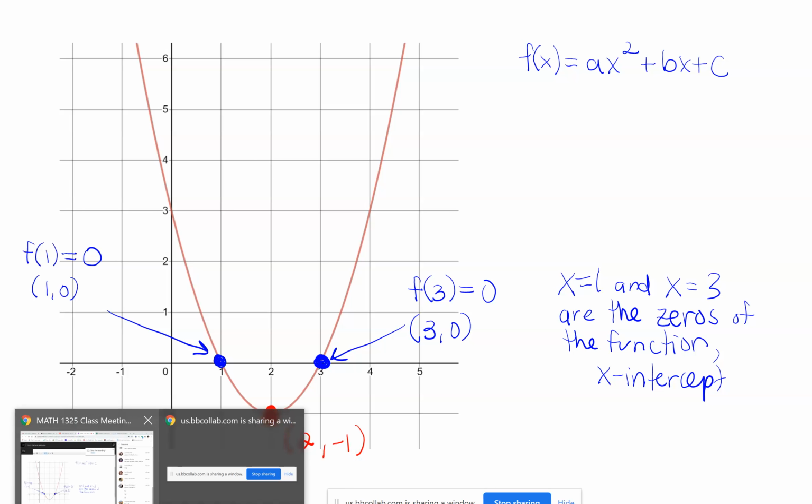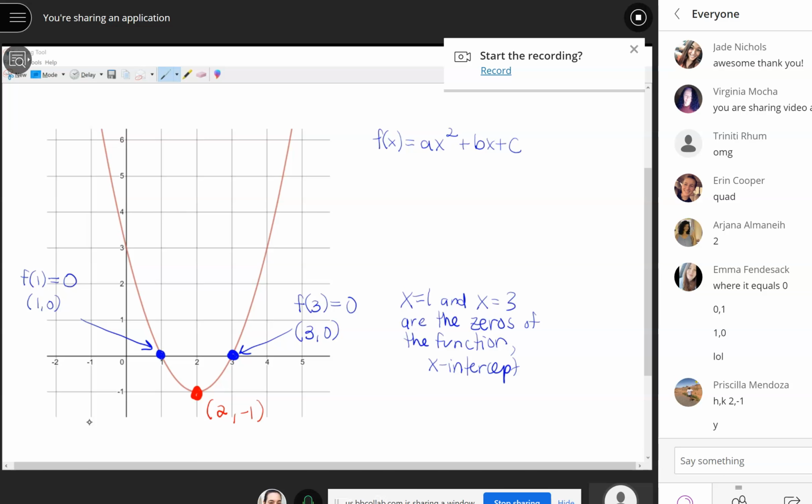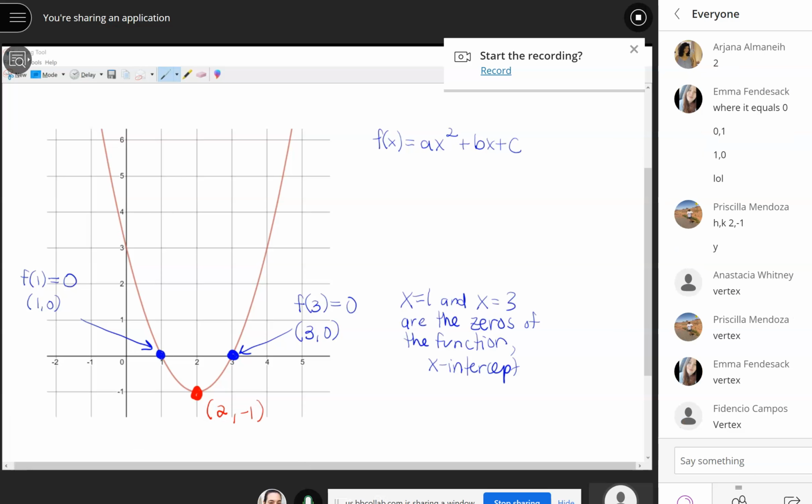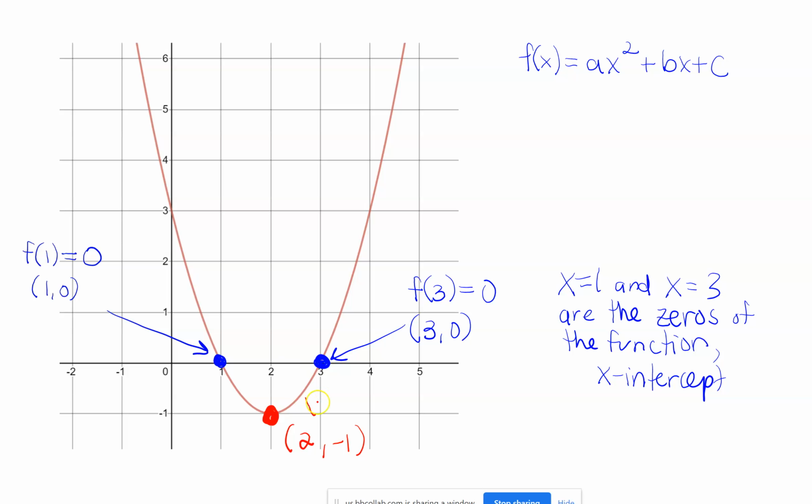Okay, do you remember what special name this point has? Oh, sorry, it was Priscilla that pointed it out. Yeah, the vertex, right? That's the vertex. So this is the vertex of the parabola. Vertex, but it's also called the local minimum.